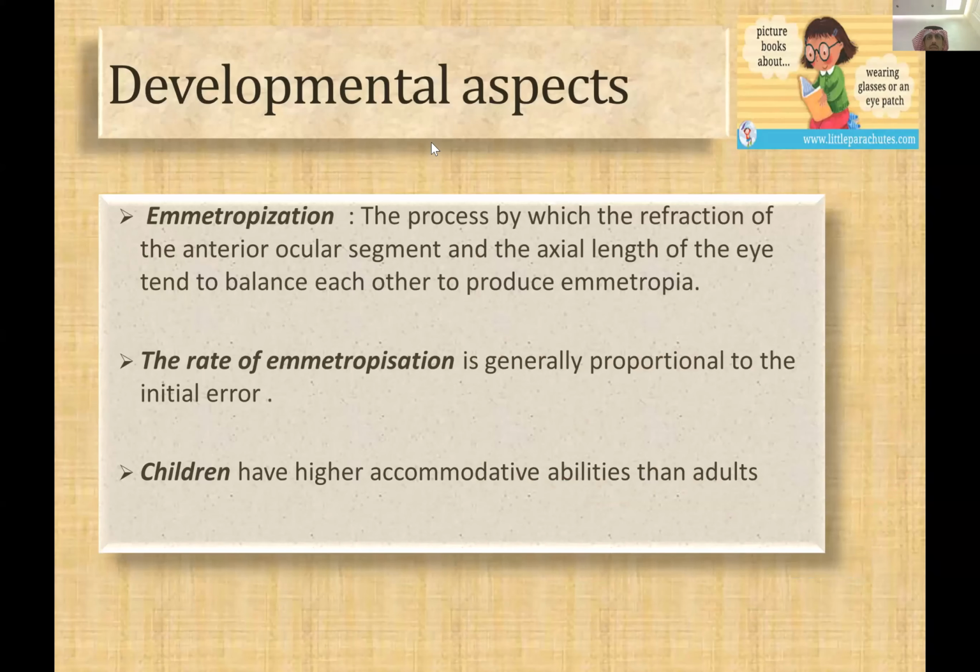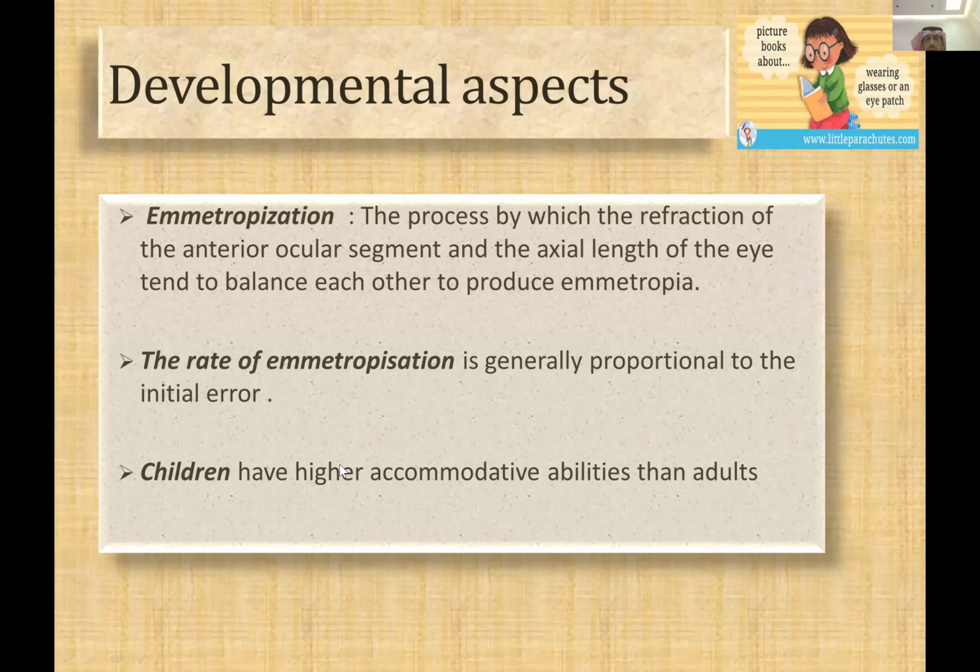Now I'll talk about some developmental aspects which need to be understood clearly to help you understand why we undercorrect sometimes, and why we give full correction in other situations. First, emmetropization. It's a process by which the refraction of the anterior ocular segment and the axial length of the eye tend to balance each other to produce emmetropia. The rate of emmetropization is generally proportional to the initial error. So, for example, if the initial error is high, the rate of emmetropization will be high. If it is low, the rate of emmetropization will be low.